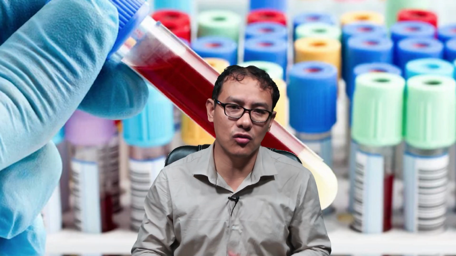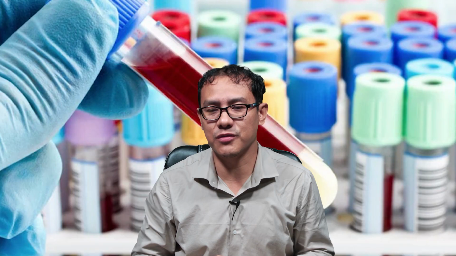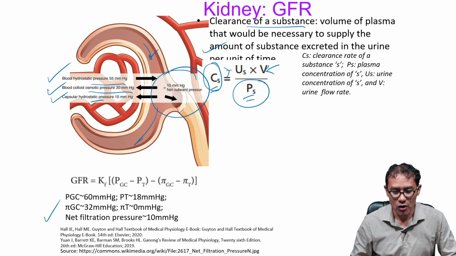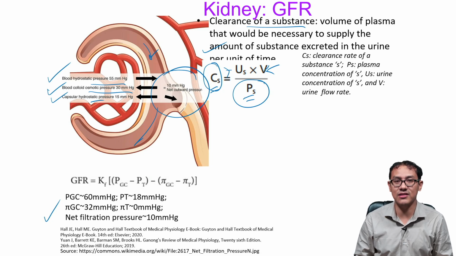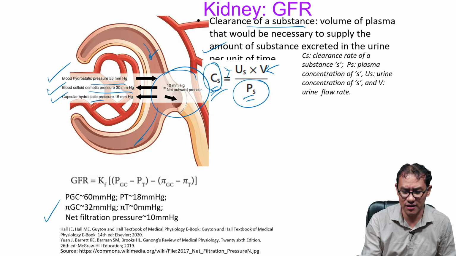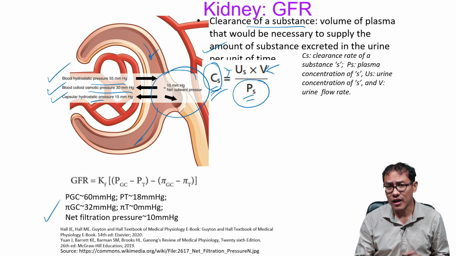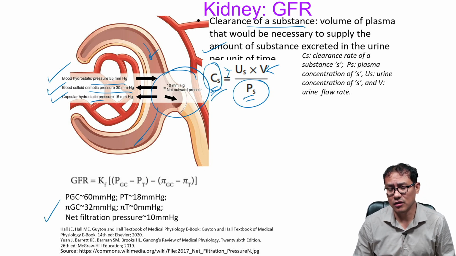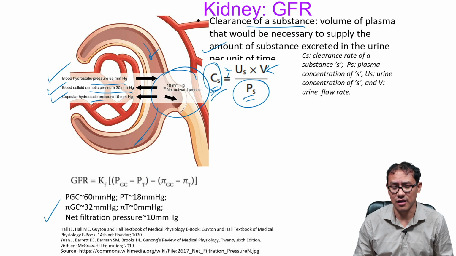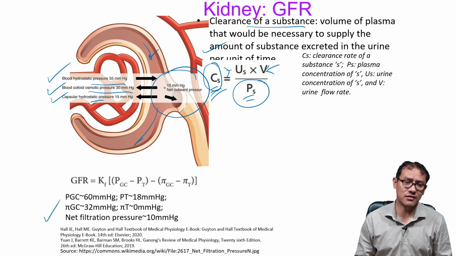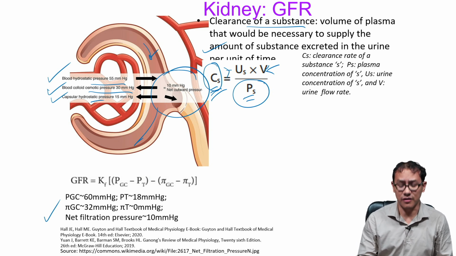Assuming that there is no reabsorption or excretion in between. So this is the clearance of a substance. Clearance of a substance can tell you about the GFR, glomerular filtration, if that substance is not excreted or secreted by the renal tubules.